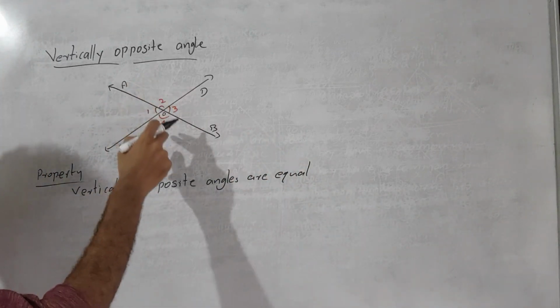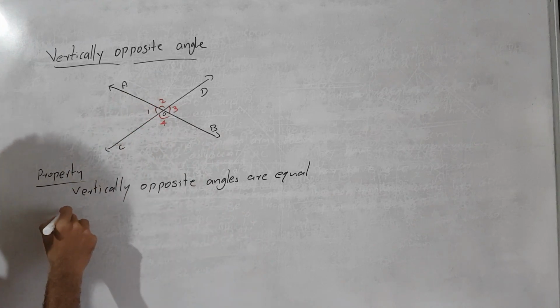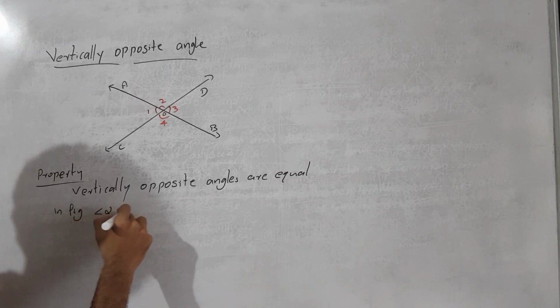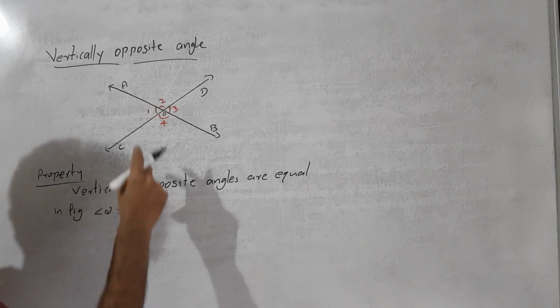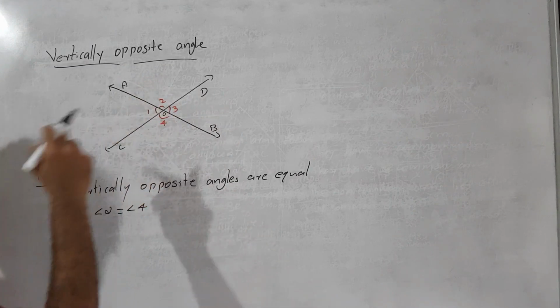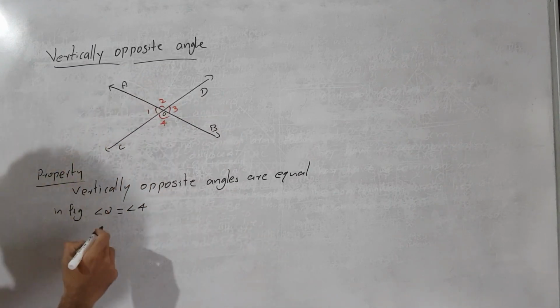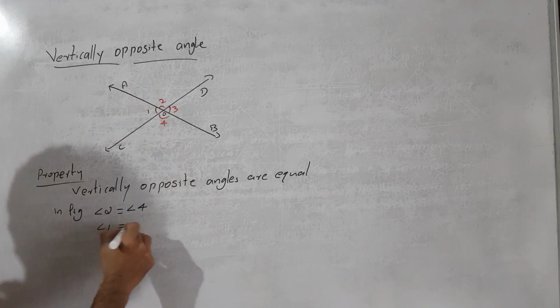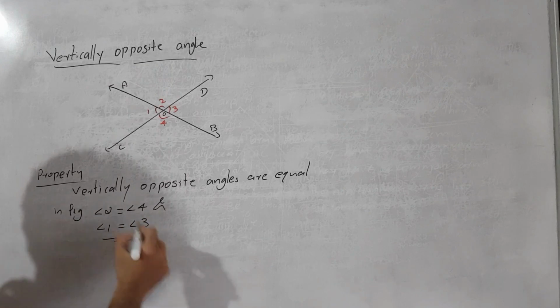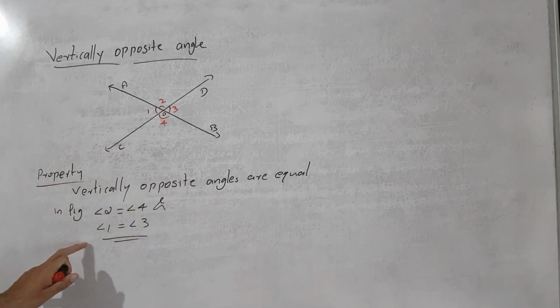That means in this example, angle 2 in the figure is equal to angle 4. The measure of angle 2 is equal to the measure of angle 4. And the measure of angle 1 is equal to the measure of angle 3. Angle 2 is equal to angle 4 and angle 1 is equal to angle 3.